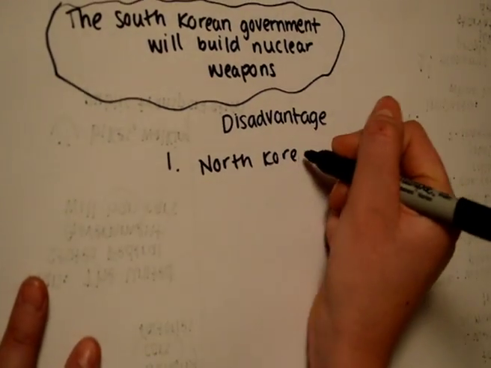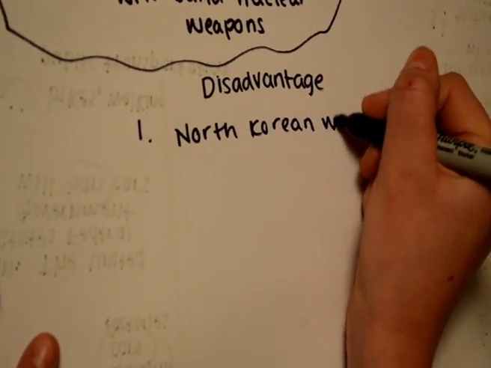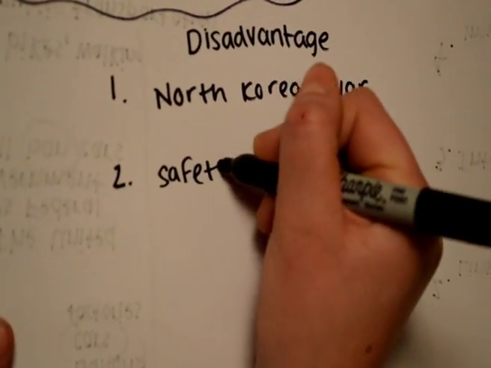So together we can brainstorm. What could be a problem with South Korea all of a sudden having nuclear weapons? A disadvantage number 1 could be war with North Korea. Disadvantage number 2, perhaps the safety of South Korean people. Building nuclear weapons could be very dangerous, and it could hurt the people and the environment in this country.